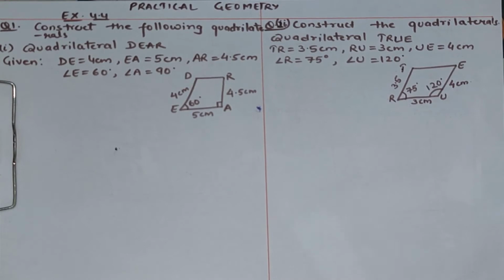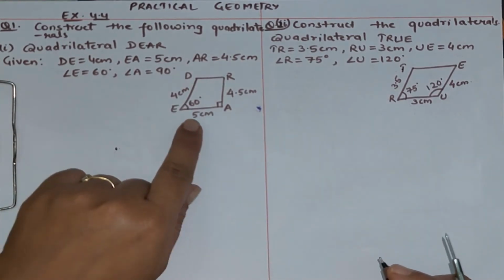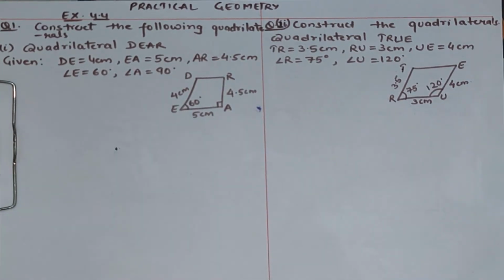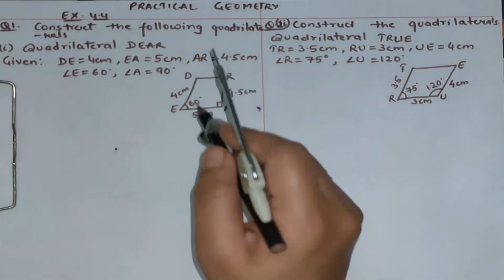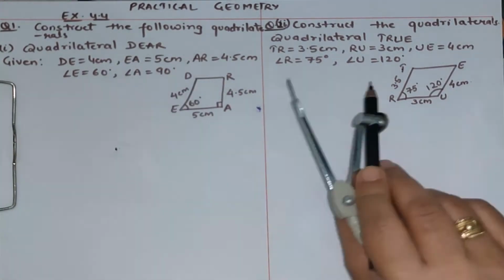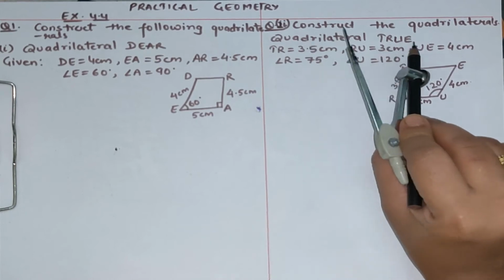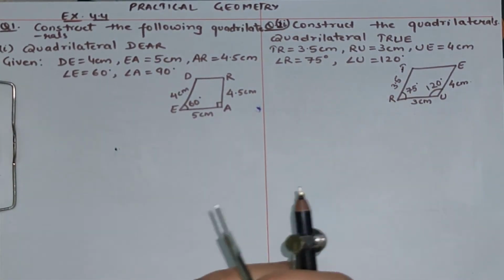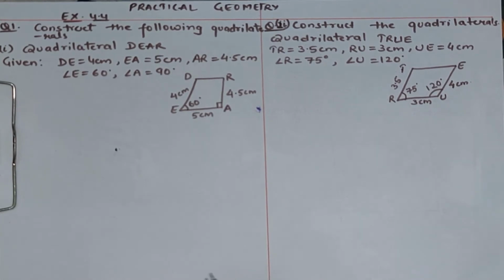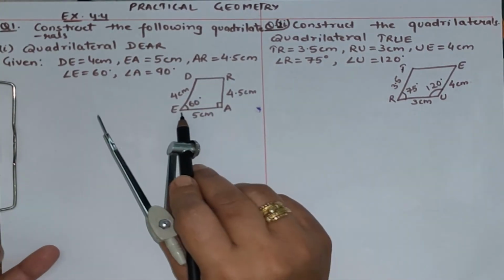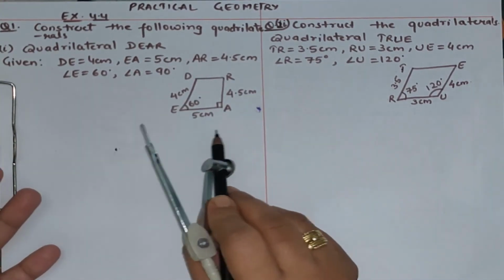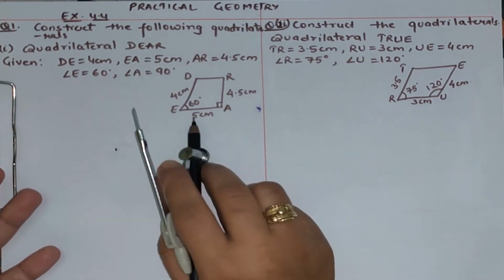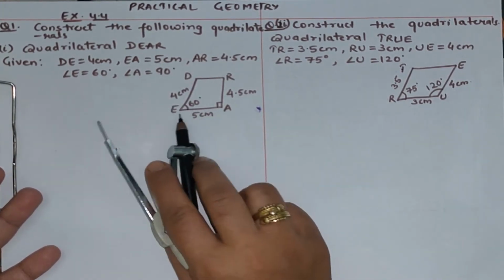Let's start. Again, I have drawn the rough figure of the quadrilateral DEAR, with the given dimensions, and the quadrilateral TRUE with the given dimensions. Students are asking which side should be taken as the base. I always prefer the side which has the angles with it. So for side EA, both the angles are given.